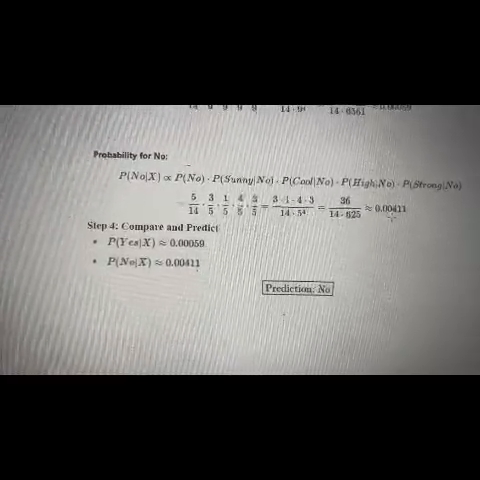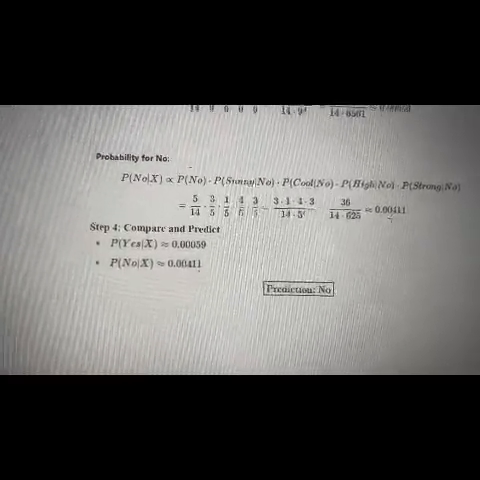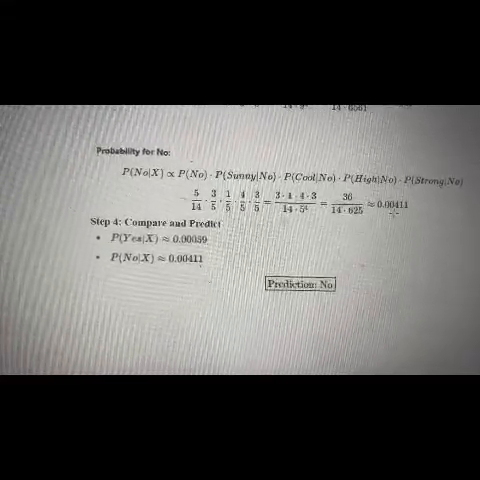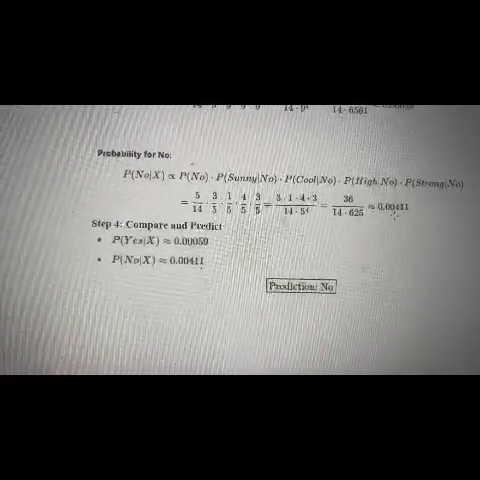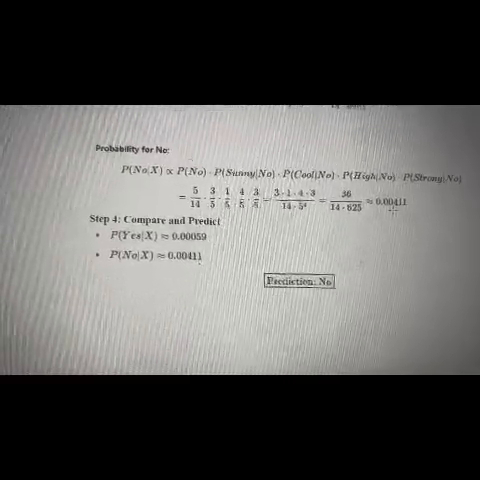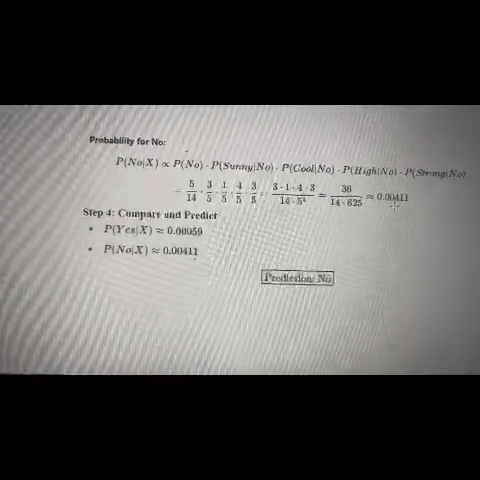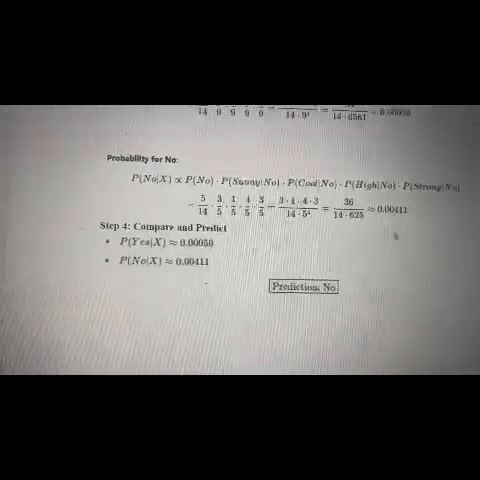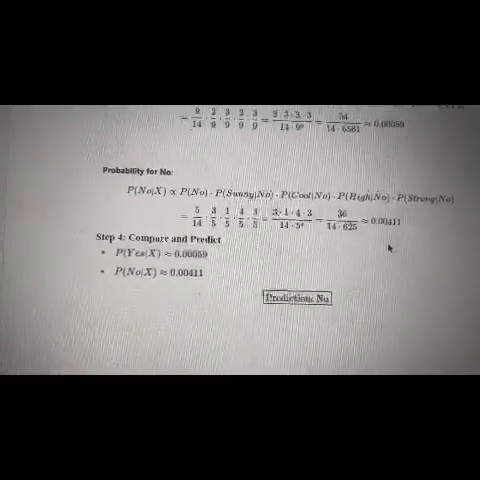Now step 4 is to compare and predict the outcome. The probability of yes given x is 0.00059 and the probability of no is 0.00411. Now which has the highest value? Obviously the probability of no has the highest value, so the prediction is no. So this is the outcome for this problem.